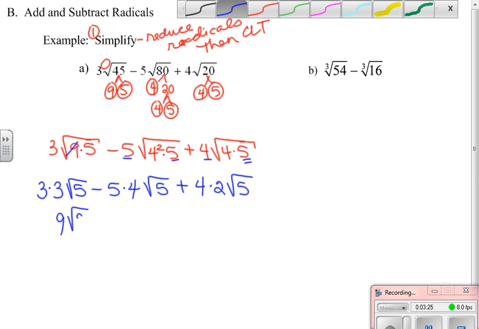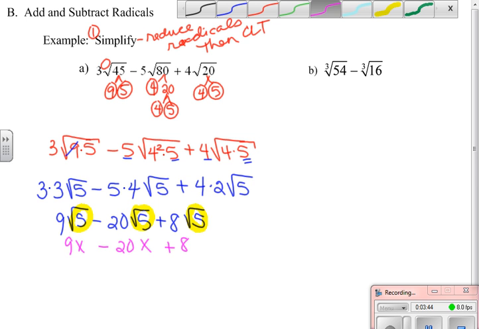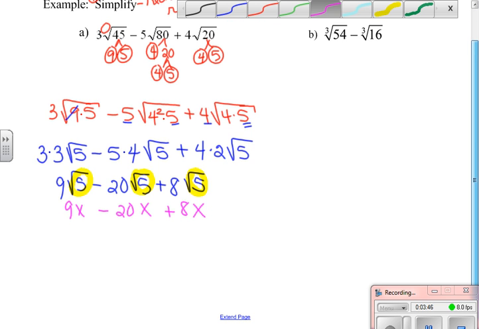I have 9 square roots of 5 minus 20 square roots of 5 plus 8 square roots of 5. Now, since all of these are square roots of 5, I can combine them. It would be just like this would say 9x minus 20x plus 8x. We could go ahead and add those all together. When I do that, I end up with negative 3 square roots of 5. Remember, think of this as an example. And so that is your final answer.